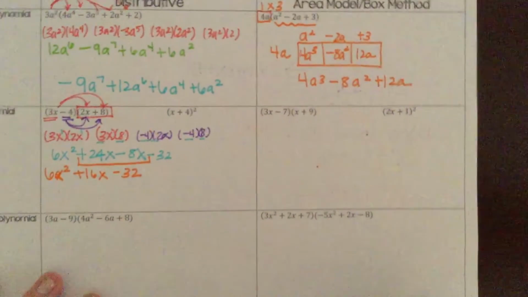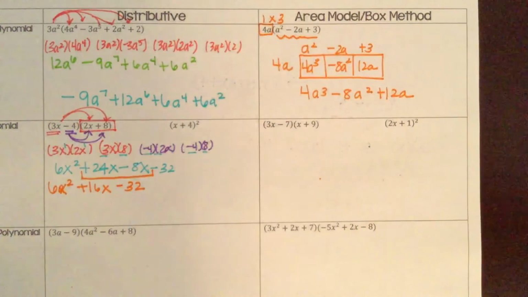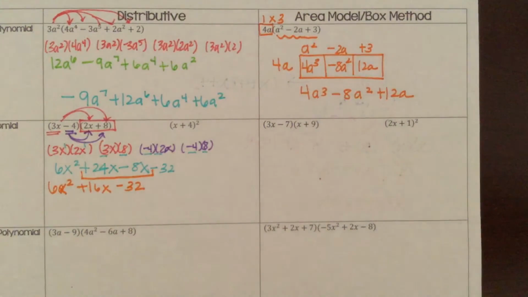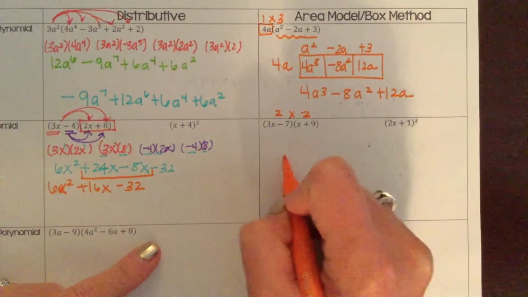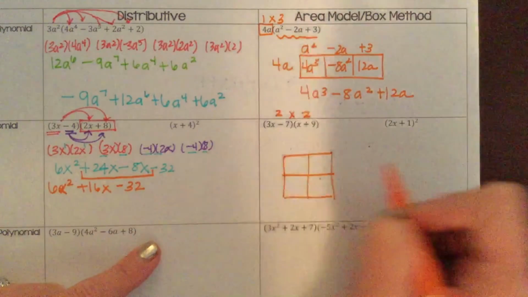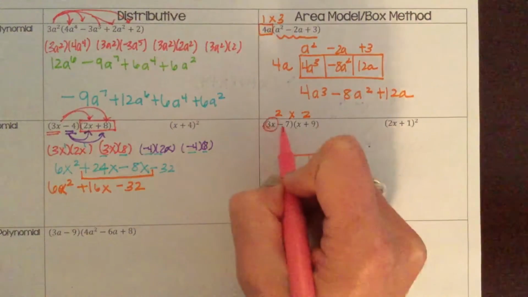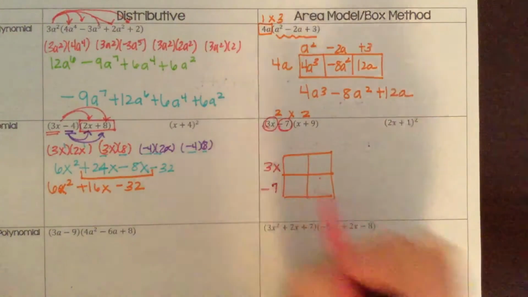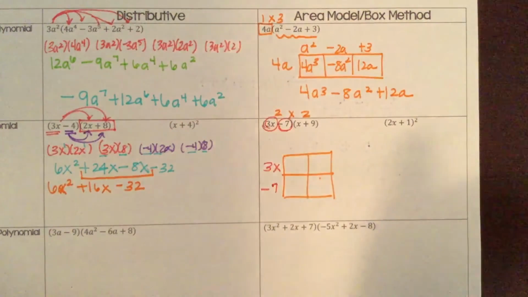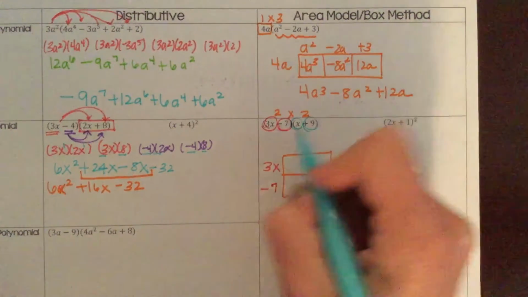We can work similar problems using the area model. In the area model, remember, we're going to create a box that is the same dimensions as the size of our polynomial. In this polynomial, I have 2 terms, and in this polynomial, I have 2 terms. So I'm going to create a box that is size 2 by 2. On one side of the box, I'm going to place the 2 terms for my first parenthesis, a 3x and a negative 7. On the other side of the box, I will place the 2 terms for my second parenthesis, an x and a positive 9.